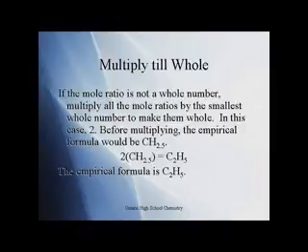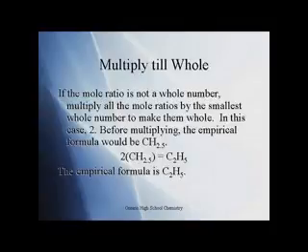And one of the things that we know is that we cannot have a part of an atom in a molecule. And so this is where the last step comes into play. We need to multiply to a whole. So if the mole ratio is not a whole number, we're going to multiply all the mole ratios by the smallest whole number that will make them whole. In this case, it would be 2.